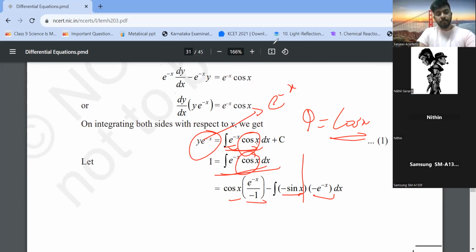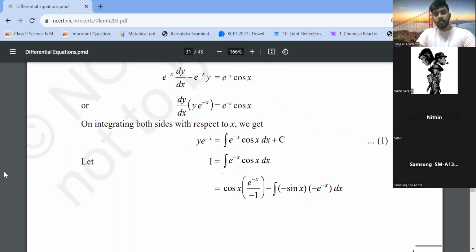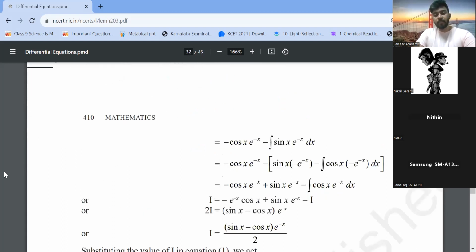Okay. Let me clear the drawings. And once you do all the integration, we are again getting in what format? We are getting something of again sin x into e power minus x. Again, we have to do integration by parts.